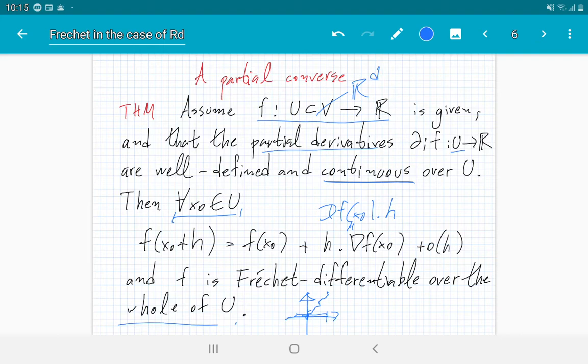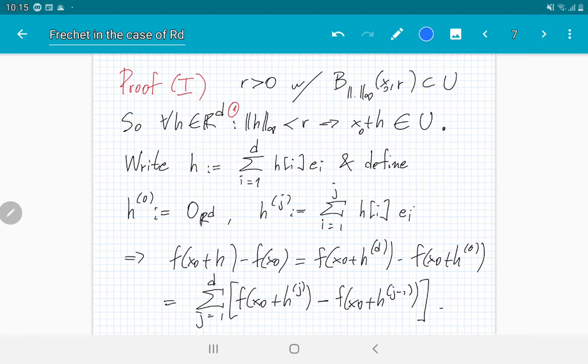So we'll have to use the fact that the partial derivatives exist and are continuous to overcome this obstacle. The way we're going to do it is we're going to look at f of x0 plus h, pretending not that we move directly to x0 plus h, but that we change the coordinates of the vector one at a time. Okay, how do we do this?